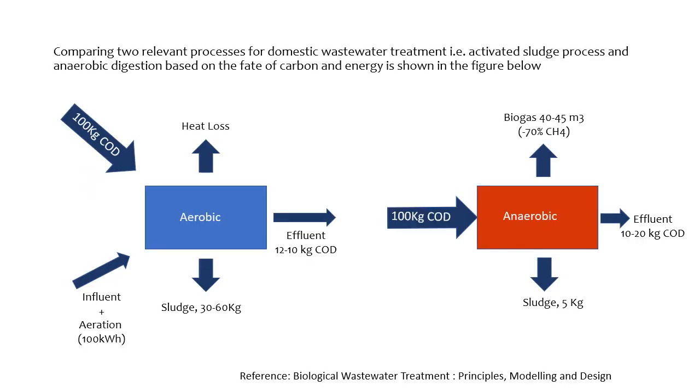Comparing two relevant processes for domestic wastewater treatment, that is the activated sludge process and anaerobic digestion, based on the fate of carbon and energy is shown in the figure. For every 100 kg of COD treated aerobically, 30 to 60 kg of sludge is produced, leading to 10 to 12 kg of COD in the effluent. Whereas the anaerobic process converts COD into gaseous form with 40 to 45 cubic meters of biogas and 5 kg of sludge as COD, while releasing nutrients and 10 to 20 kg of COD in the effluent.